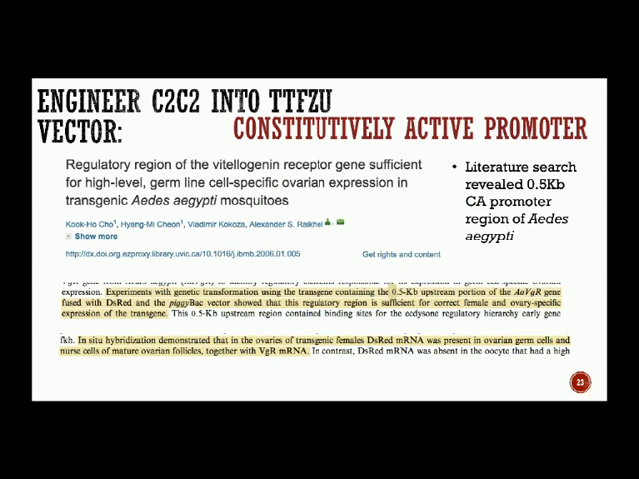A 500 base pair promoter from the vitellogenin receptor gene for A. aegypti was found using a literature search. This paper found that the vitellogenin promoter acts as a constitutively active promoter for expression in transgenic A. aegypti that is specific for ovarian and germ cells. In addition, this paper found that the transgenes are passed to offspring.